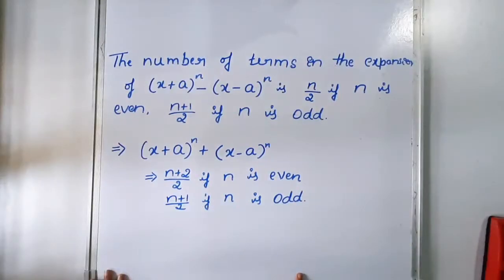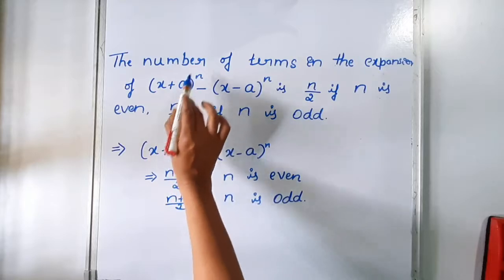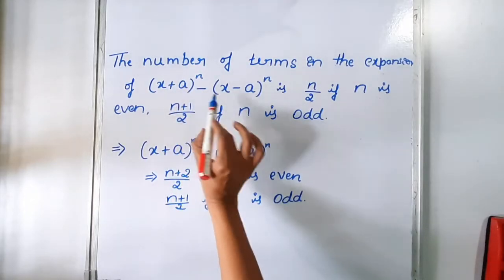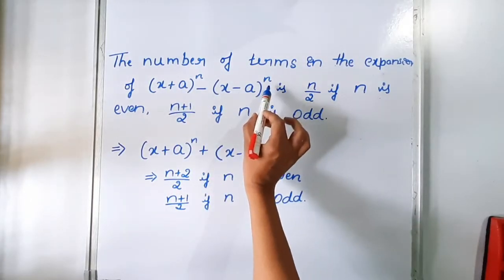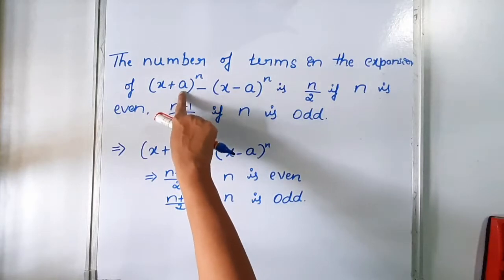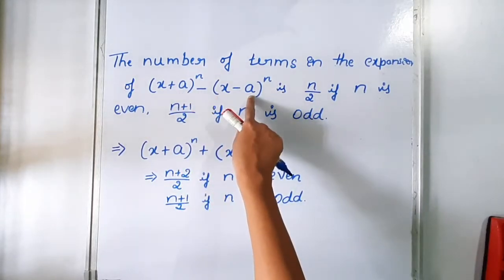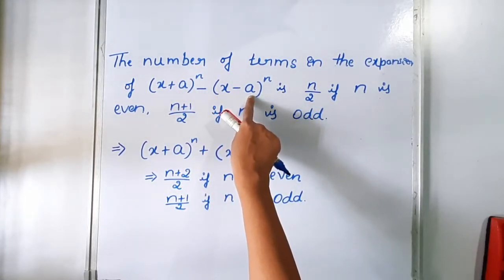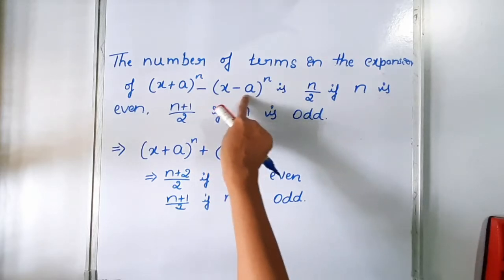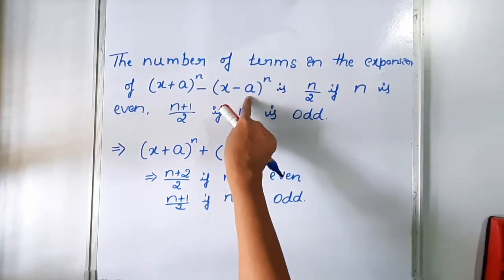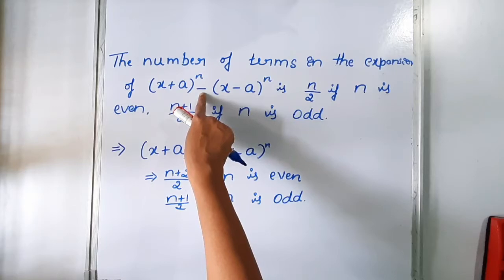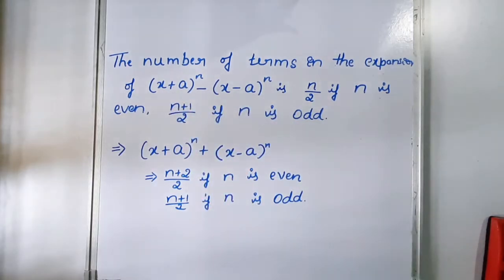Okay, I erase this point. The number of terms in the expansion of (x+a)^n - (x-a)^n: here you can see n+1 number of terms will be there, even here n+1 number of terms will be there. Here alternately positive and negative signs will come, right? It is multiplied with a negative sign, so a few terms will get cancelled.